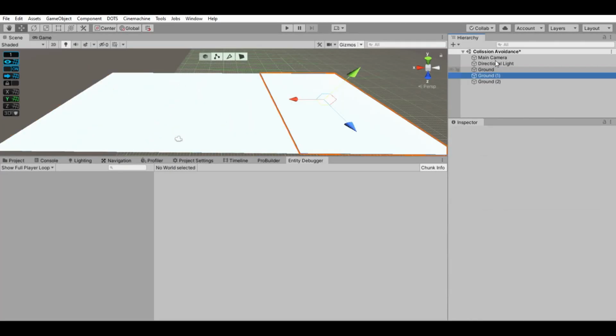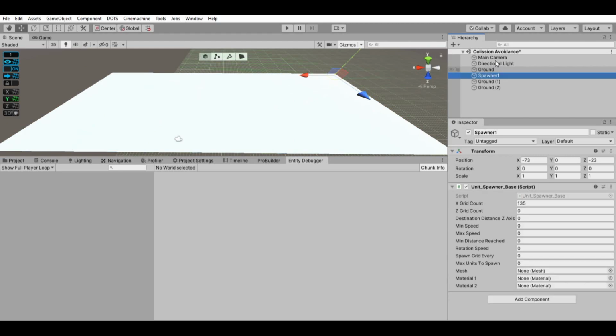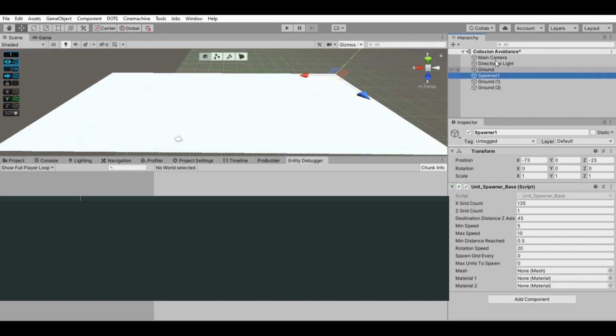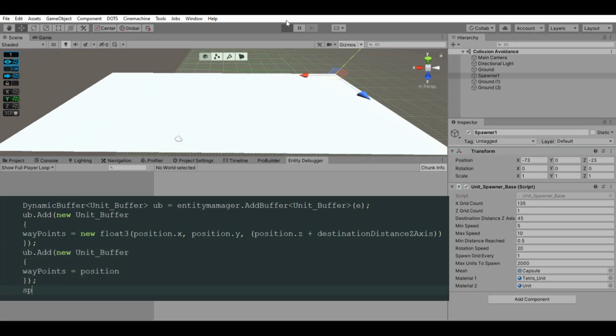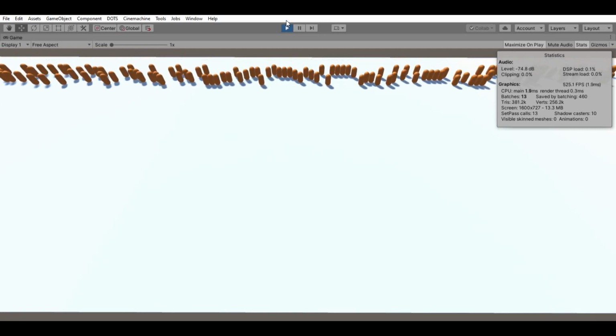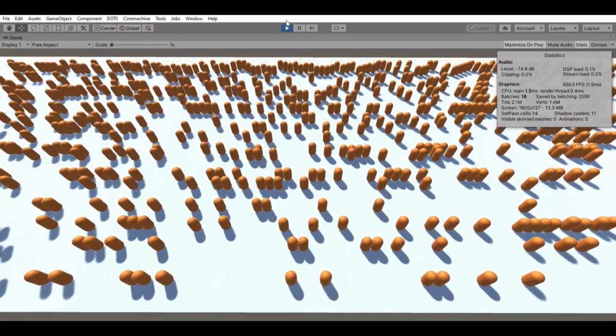I started by cloning the code from NavMesh query and removed the NavMesh system completely so I could just focus on collision avoidance. Instead, to have the units move around, I hard-coded the destination positions into each unit's dynamic buffer to be the opposite side of the ground plane along their respective z-axis within a certain distance. So no difference and everything still looked the same, but much simpler with just one spawner.